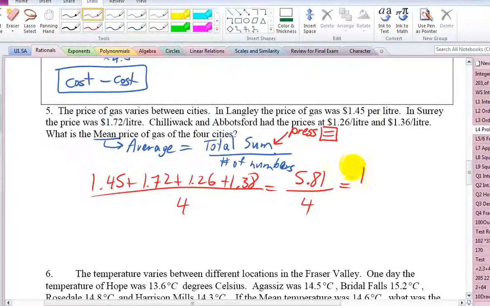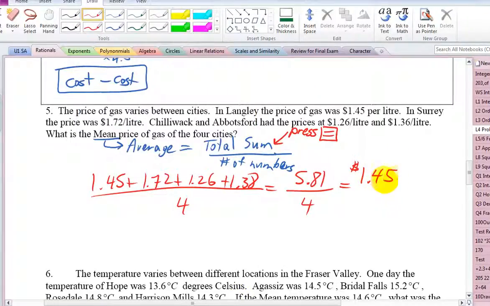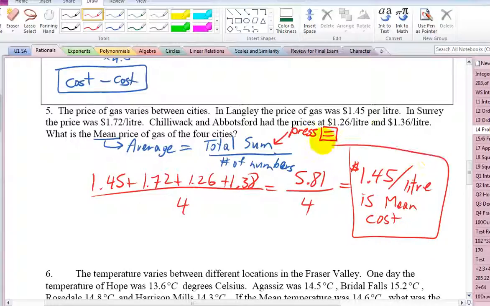And we get $1.45 per liter. Okay, that is the mean cost.